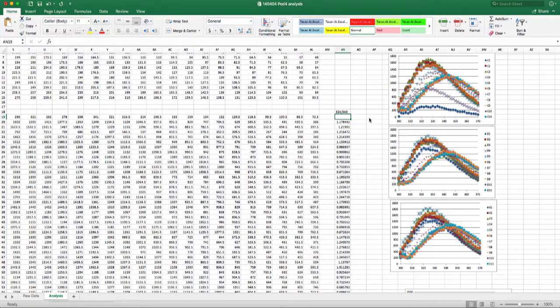Now, we've talked about before, you cannot discard data without having a reason. In this case, we have a physical reason. We can tell that there's no protein in that well. So you're going to want to make sure that you include in your methods section a statement that says something like, data from wells that had no protein was discarded.